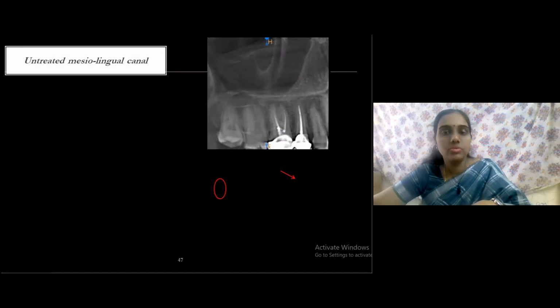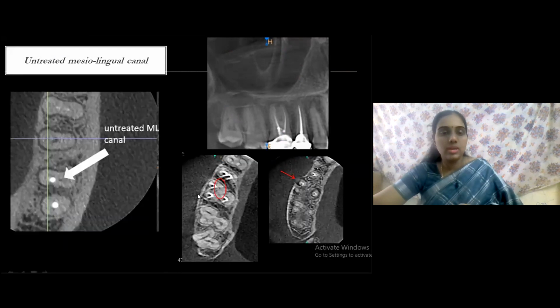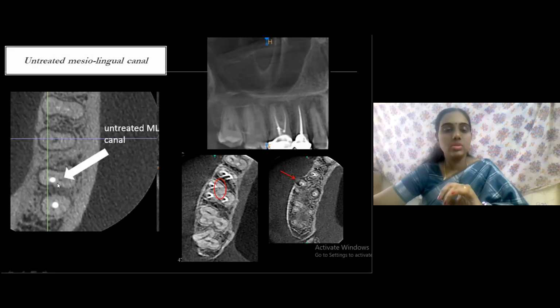One more case of untreated mesiolingual canal. This is a cropped OPG image, and I'm able to see some periapical radiolucency here, not very clear. And on seeing the CBCT, there is a mesiolingual canal which is not treated, and which is also causing a buccal cortical plate perforation here and a periapical lesion.